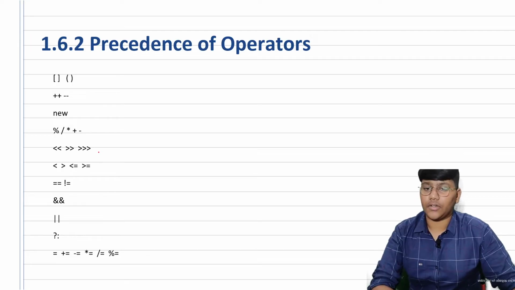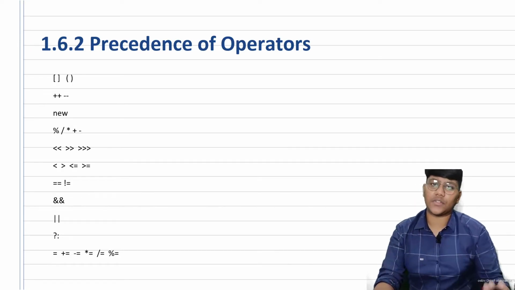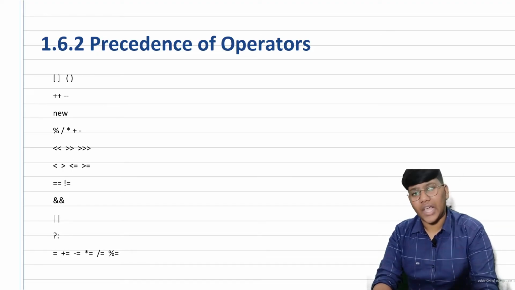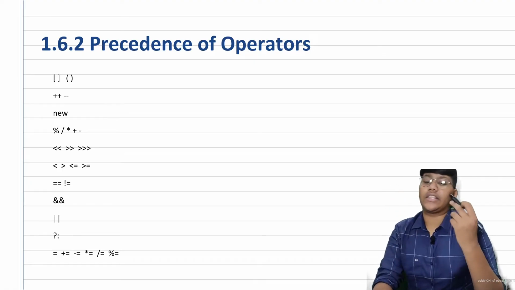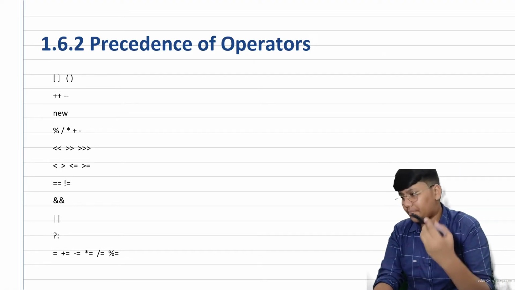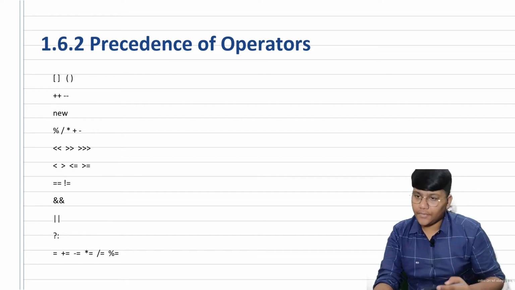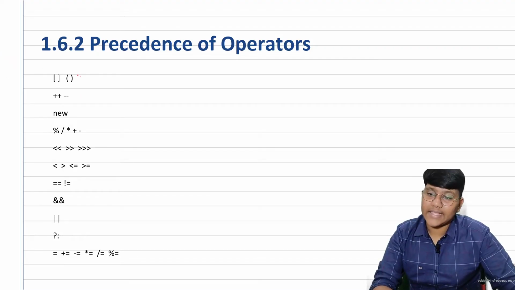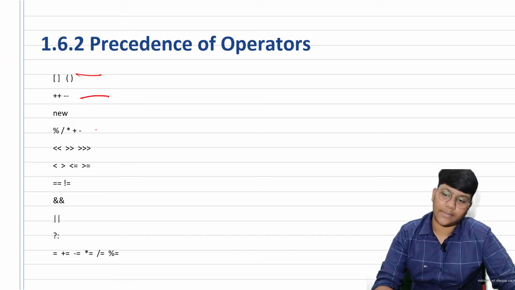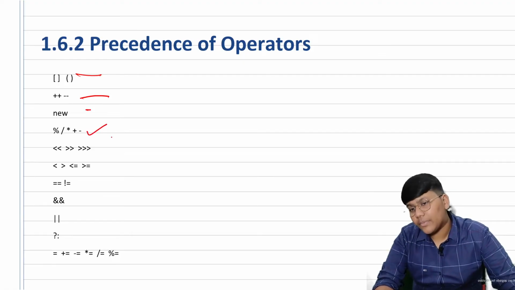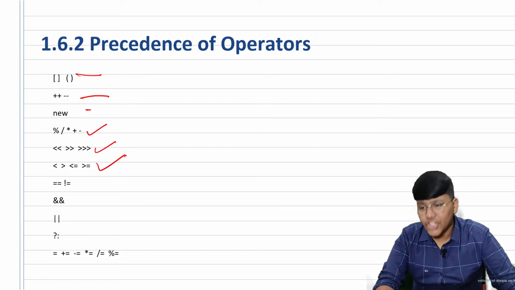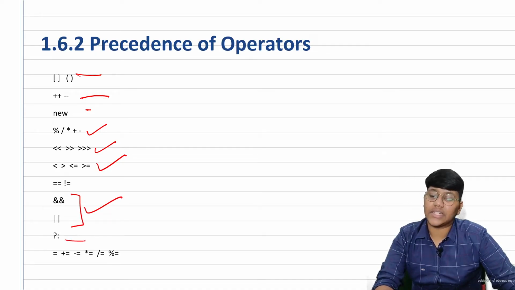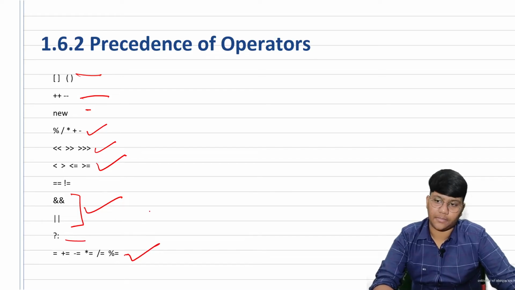Now precedence of operators. If you use too many operators together, Java has to prioritize what it does. Like you have your priorities, what is important to you, the same way there is precedence of operators. There is a list of operators in the order of their importance to Java. For example, brackets are most important to Java. Then come increment, decrement, then new, then arithmetic operators, then shift operators, then relational operators, then logical operators, and, or, then the conditional operator, then the shorthand operator.